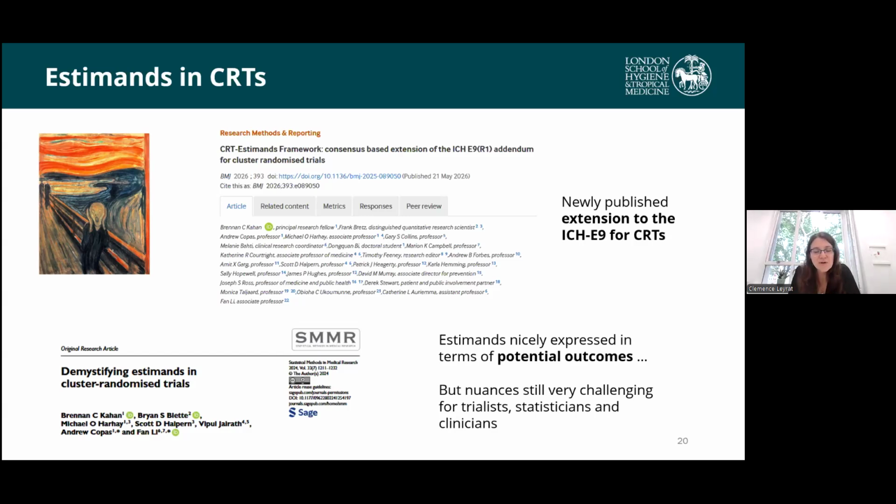So just a couple of weeks ago, there was a publication of the new estimands framework for cluster randomized trials, which is an extension of the existing framework for randomized trials. And some of these concepts were already available in the literature. But the good thing is now we have a very nice way to express our estimands in terms of potential outcomes. So really the language we like and we use for causal inference. So we have that to describe our estimands in cluster randomized trials.